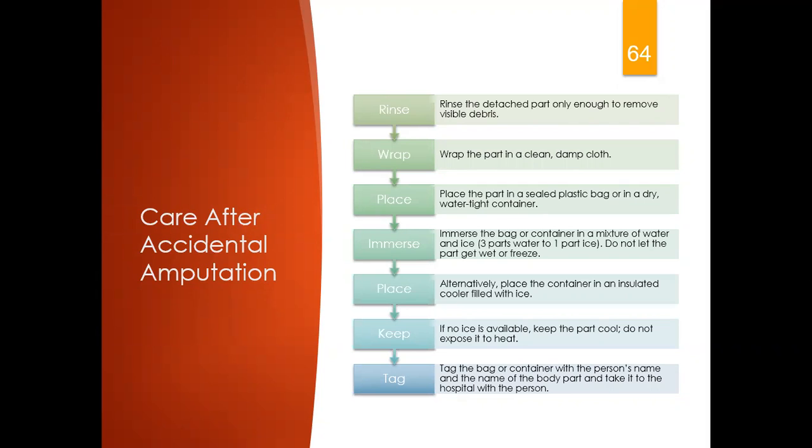We don't want to let the body part get wet or freeze, but we want to keep it cool. Instead, we could also place that container into an insulated cooler filled with ice. If we don't have ice, we just want to keep it cool and not expose it to heat. And then we need to tag that bag or container with the patient's name and the name of the body part, and then take it to the hospital with the person. And sometimes they're able to reattach or re-implant the amputated part. So it's important we teach the public and we get the information out there about what to do with an accidental amputation.